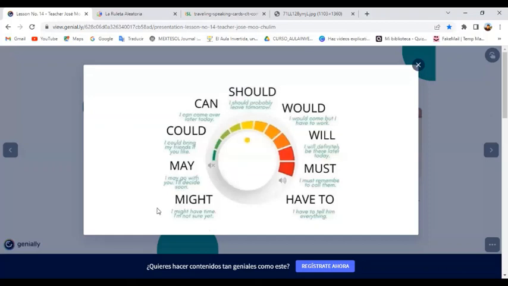This means that each one of these verbs has a different intensity or a different meaning, okay? For example, might is like the lowest verb and it doesn't have too much meaning. But if we compare might to have to, we can say that have to is the strongest verb that has much meaning in this case, okay? For example, should is in the middle of this graphic. Could is before should. Okay. For example, can you give an example using should? Alicia, please.